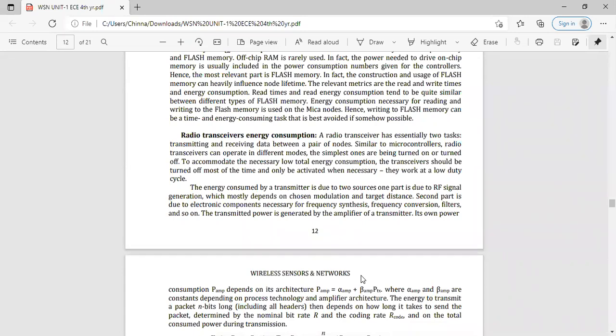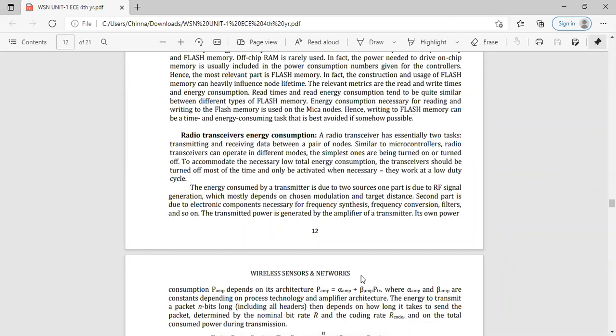One is due to the RF signal generation, which mostly depends on the modulation and target distance. The second part is the electrical components necessary for frequency synthesis and frequency conversion, filters, and so on. We saw the front end to back end in the transceiver. So there will be amplifiers, low bias amplifiers, oscillators and intermediate frequencies. For that purpose only the energy consumption takes place.